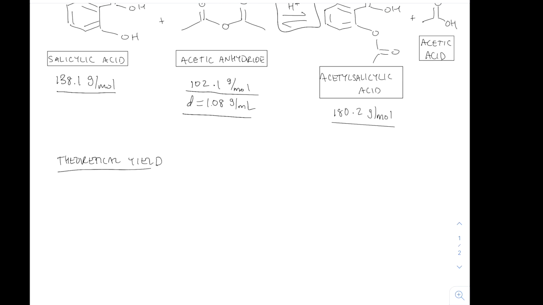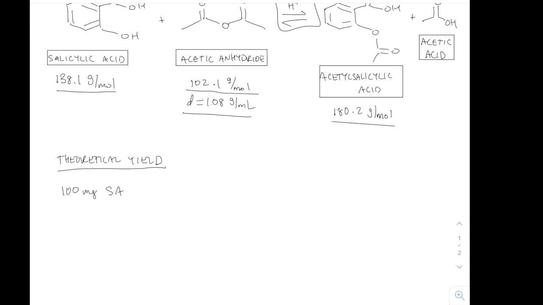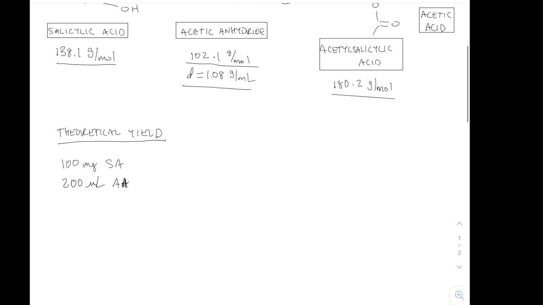right? And so this is exactly why I gave you the molar masses as well as the density of acetic anhydride. So let's say hypothetically we had 100 milligrams of salicylic acid. I'm going to abbreviate that SA. And then we also had, let's say, 200 microliters of acetic anhydride, AA. How much product are we going to get? How much acetylsalicylic acid, ASA, are we going to get?